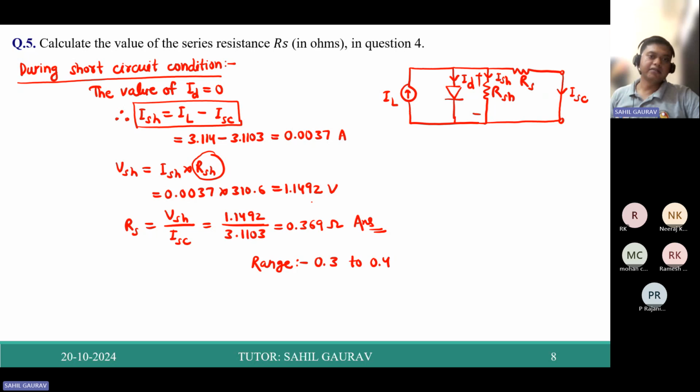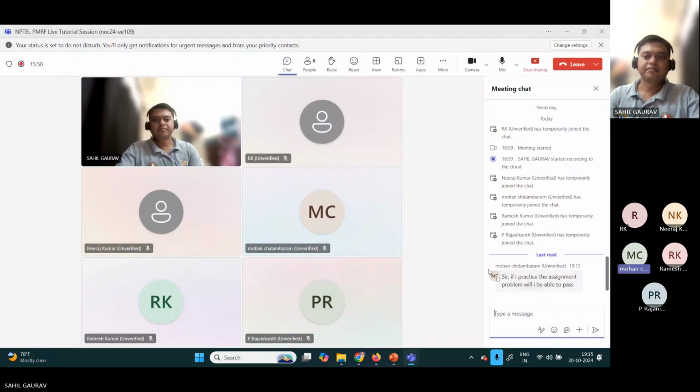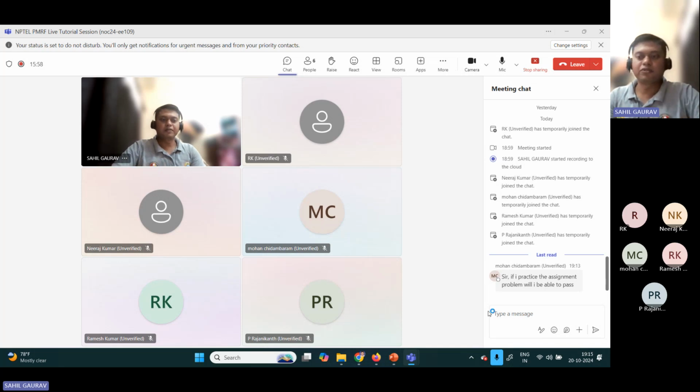You will get the shunt voltage value. Now you can find the series resistance value as VSH upon ISC, that is the current value across the series resistance. So you will get 0.369 ohm. If you practice this assignment problem, most probably you will be able to have a good command over the other problems also.